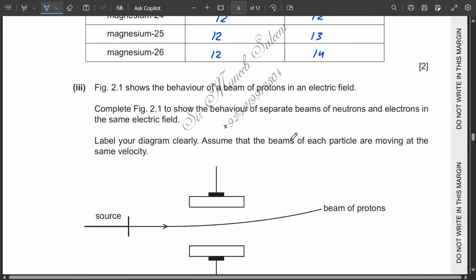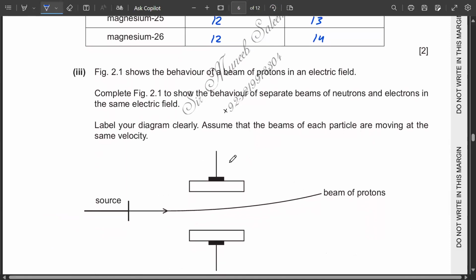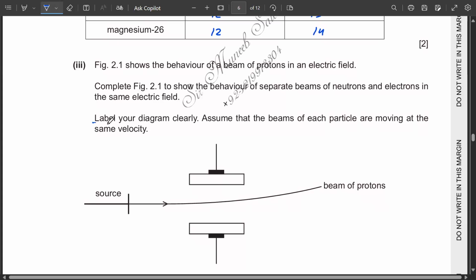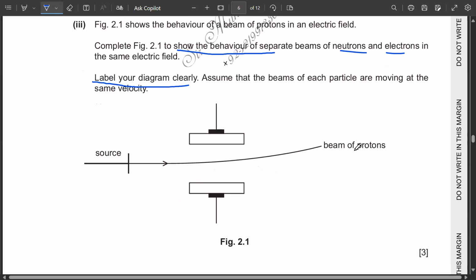Now next part, there is an effect of the electric field on the subatomic particles. We have to label the diagram clearly, and we have to show the behavior of neutrons and electrons in the same field, because the protons are there, but not the electrons and neutrons. The neutrons, as we know, are electrically neutral, so they will move straight in the path, and we have to label. So this is the beam of neutrons, and for electrons, the electrons will be deflected in the opposite direction of protons, but because they are lightest, they will deflect more than the protons.